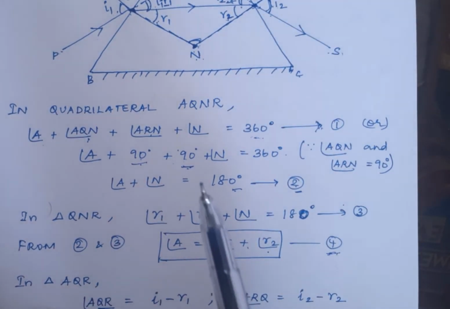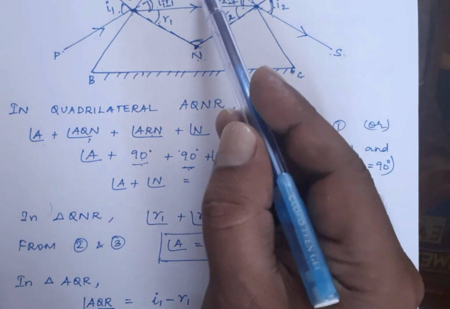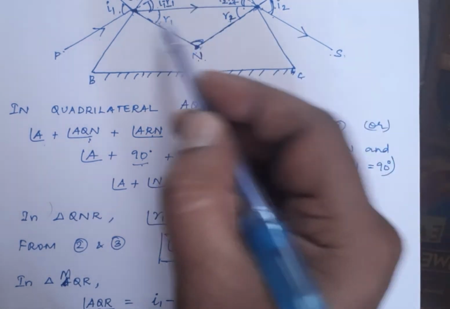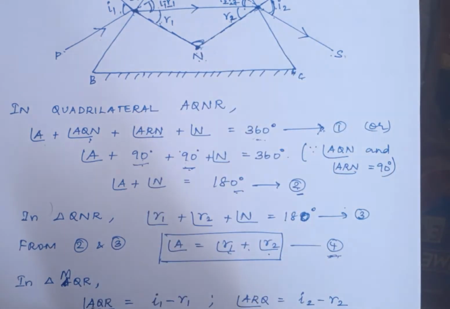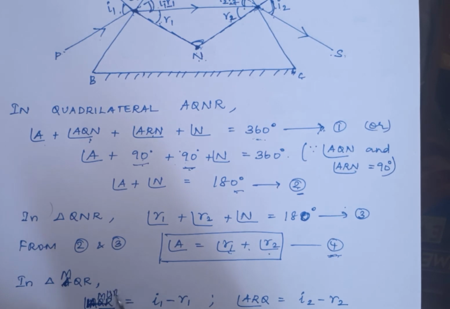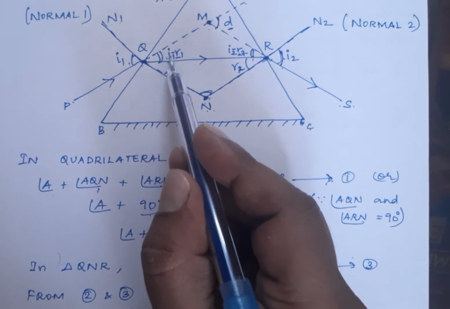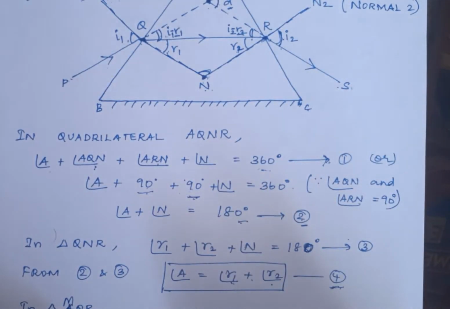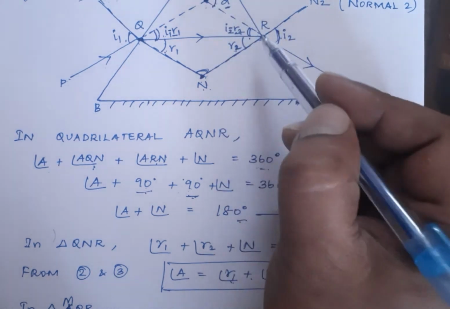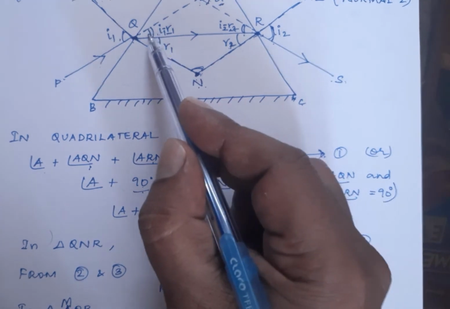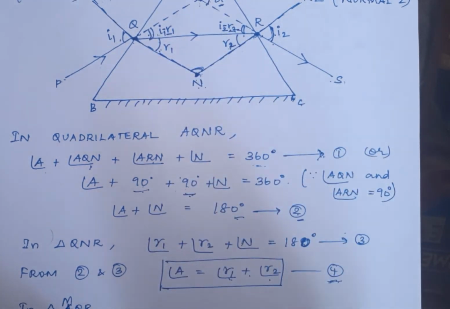Again, from the geometry, in this triangle MQR, angle MQR is I1 minus R1. So this angle is I1 minus R1. And again, MRQ is I2 minus R2. So this angle is I2 minus R2.